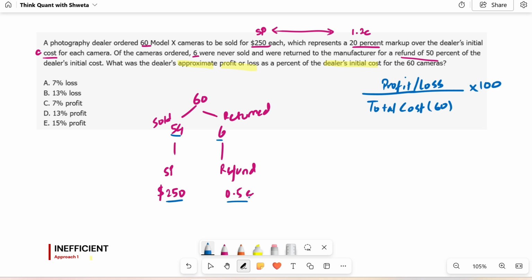Either just do 0.5C times 6, which is 3C, either reduce your cost by that much or increase your revenue by that much. Both ways, the result in the numerator, which is profit loss, will be the same because you're just doing revenue minus cost, right? Now, you would do all of those calculations, and in the denominator, you would have 60C and then times 100.